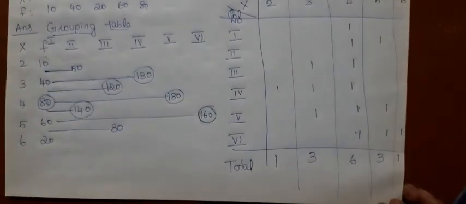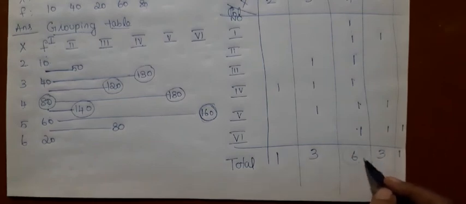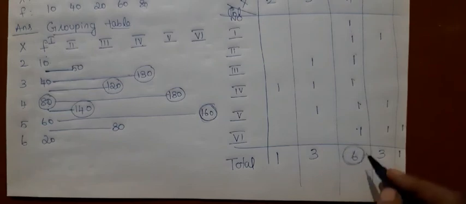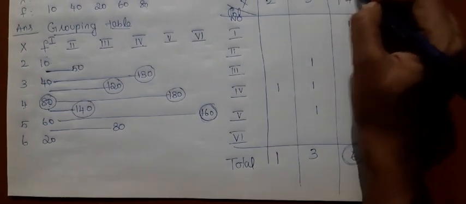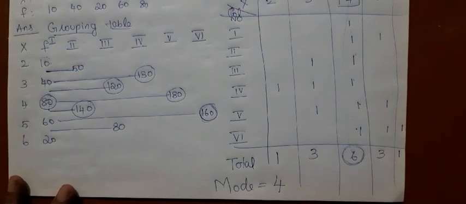The total is talking about the frequency density, because it tells how much crowd there is, how much clustering there is. So the maximum cluster is in 6. The density is more. The corresponding value of x is 4. So you come to the conclusion that mode is equal to 4. Fine.